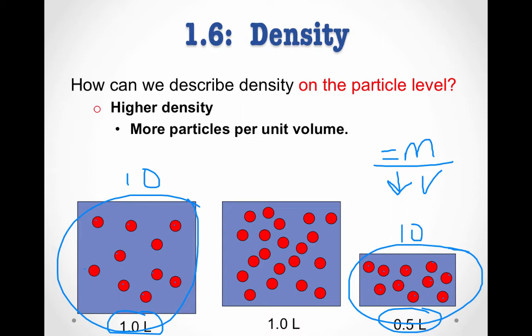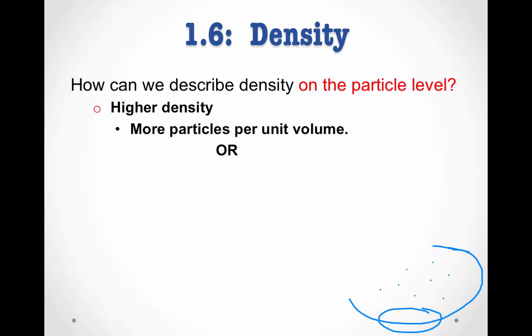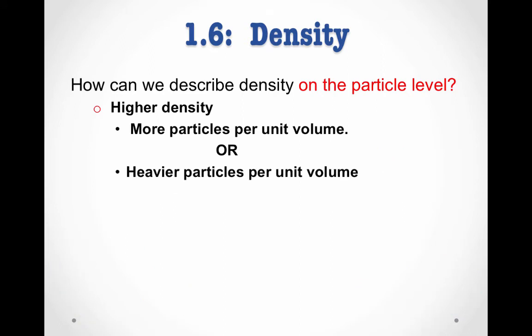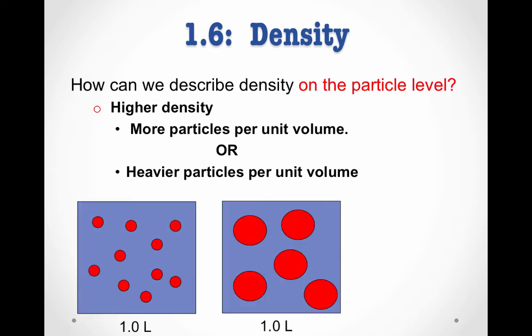Each of these cases looked at a situation where there were more particles in a given volume. We can also have higher density if we have heavier particles per unit volume. Compare these two samples. Here I've used larger circles to indicate more massive or heavier particles. Here we have the same volume, but we have much larger particles. Therefore, we have more mass, making the sample on the right more dense than the sample on the left.